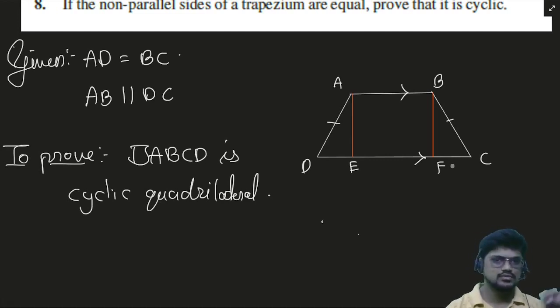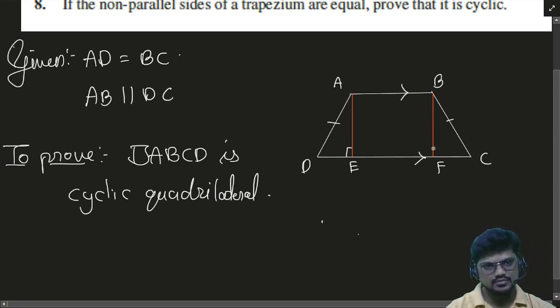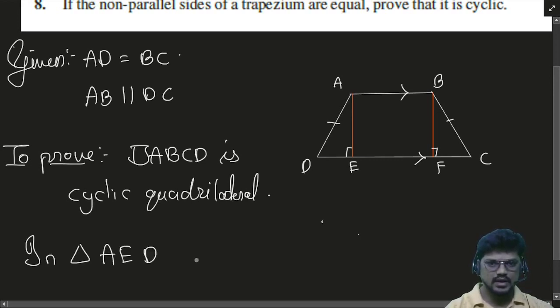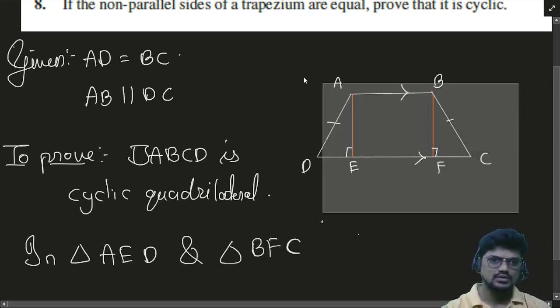This side is equal to this side. This is drawn at 90 degrees. Now, in triangle AED and triangle BFC, in these two triangles.